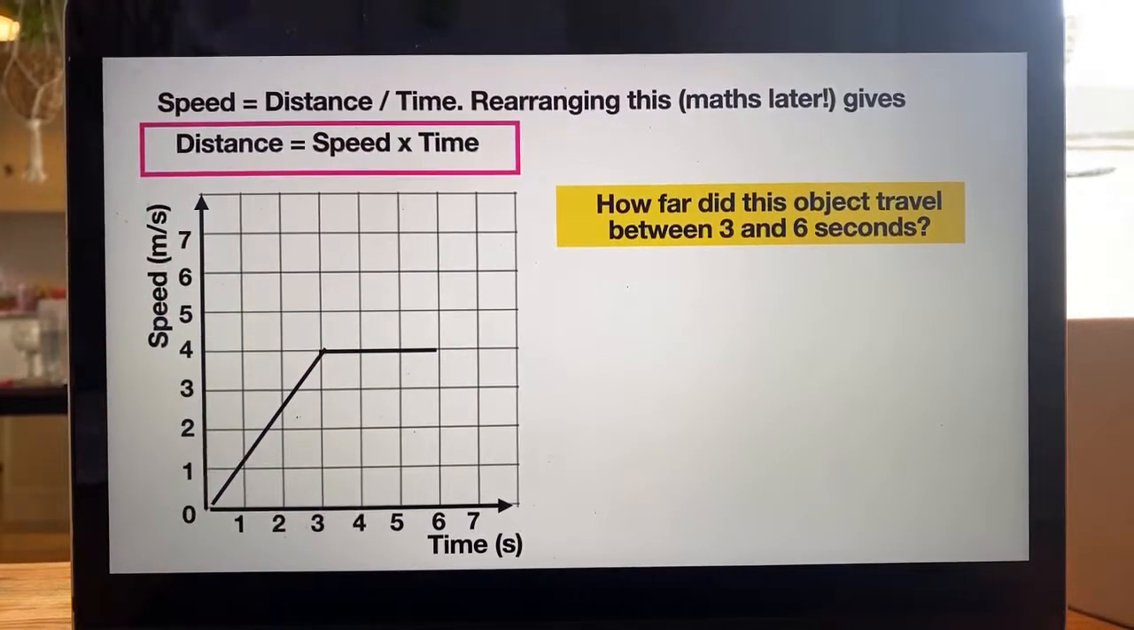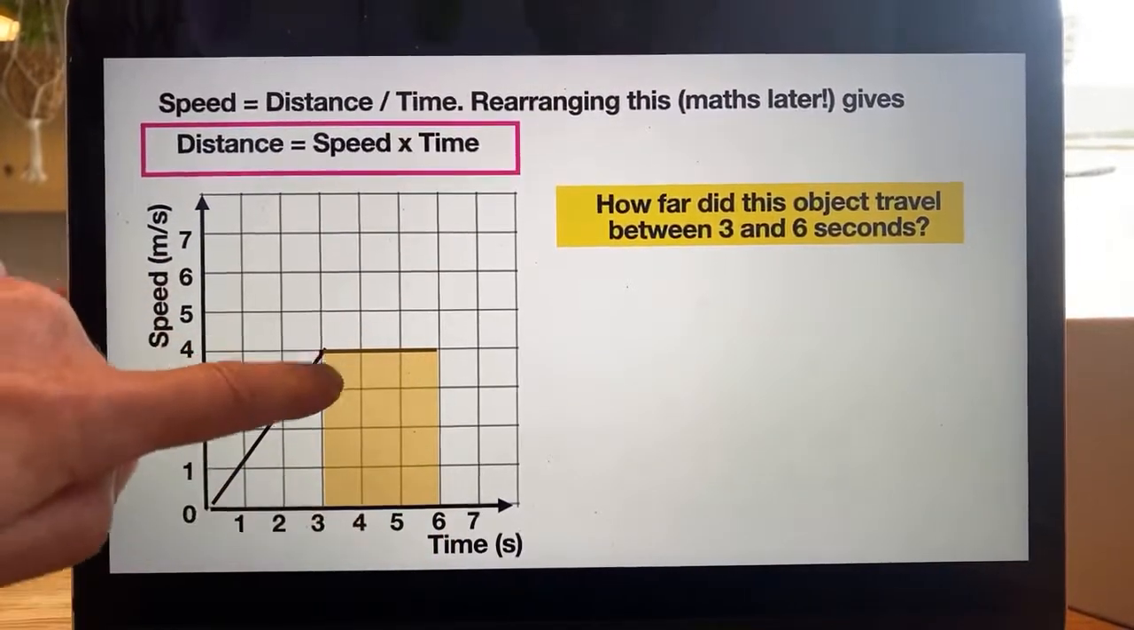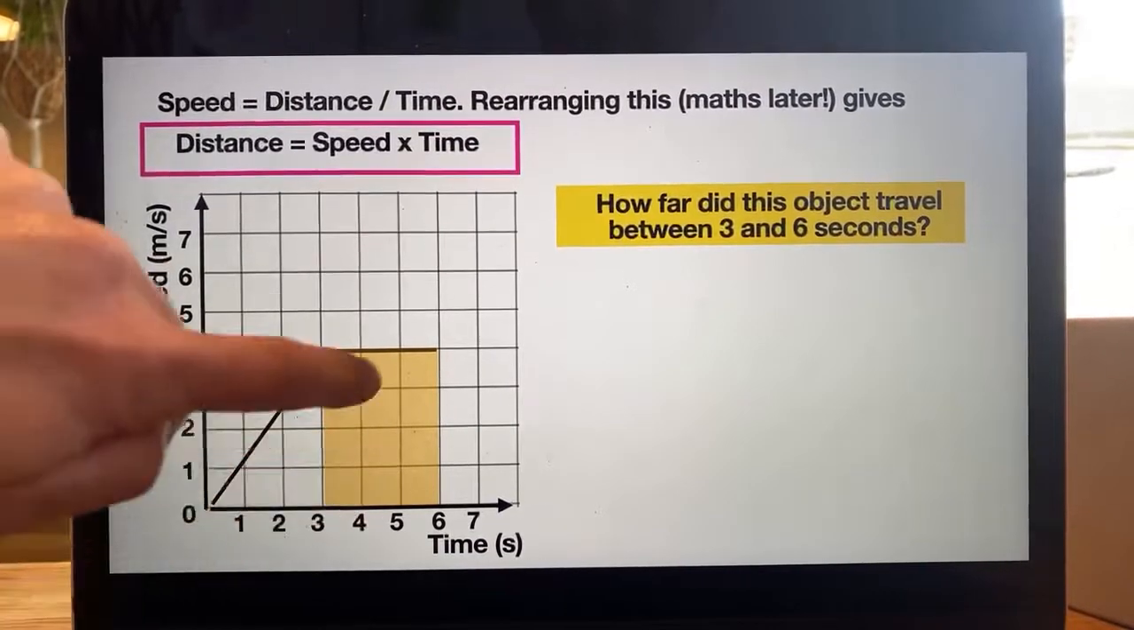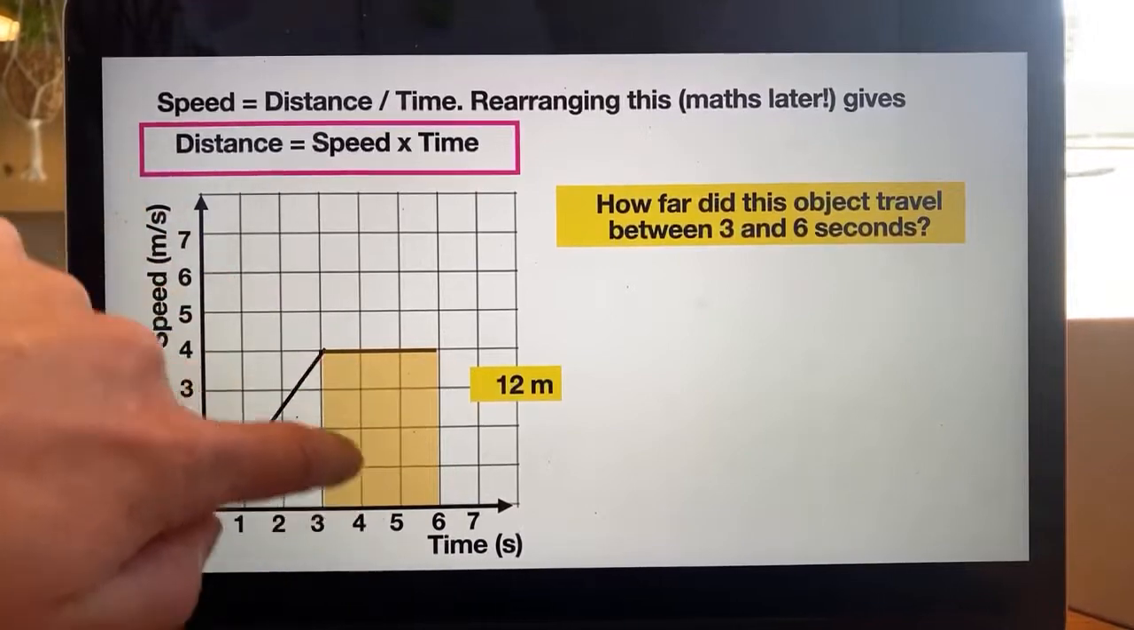So look, an iGCSE question might well say to you, how far did this object travel between 3 and 6 seconds? And what you do is you'd look at the change in time, which is 3, and you'd times that by 4, and that would give you the area here, or you just count the squares if they were being nice. So the answer, this thing travelled 12 metres.